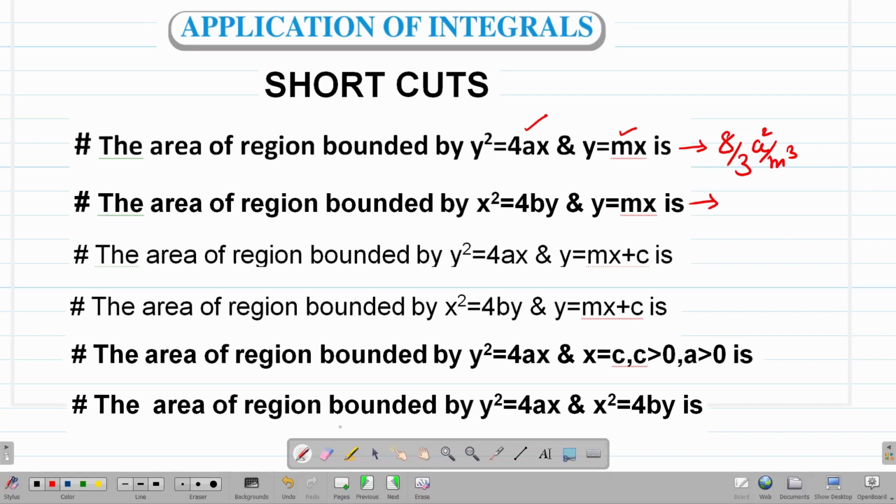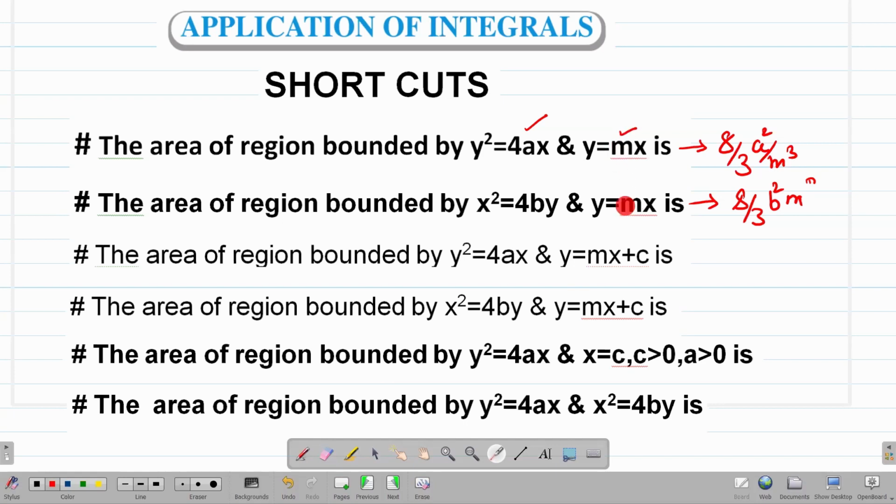Area is always positive. When we get the area of the region bounded by the parabola x square is equal to 4by and y is equal to mx, then in that case we have to just replace this a by b and 1 by m by n. So my area under this condition is 8 by 3 b square into m cube. Again we get b from the parabola and m is the slope of the line.